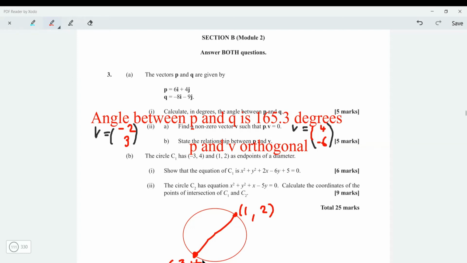So now to find the equation of the circle, or to prove that this is the equation of the circle, we need to find the center. Now to find the center is just going to be the midpoint of these two, right?